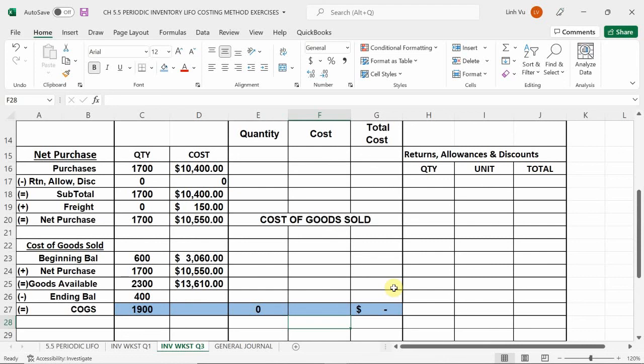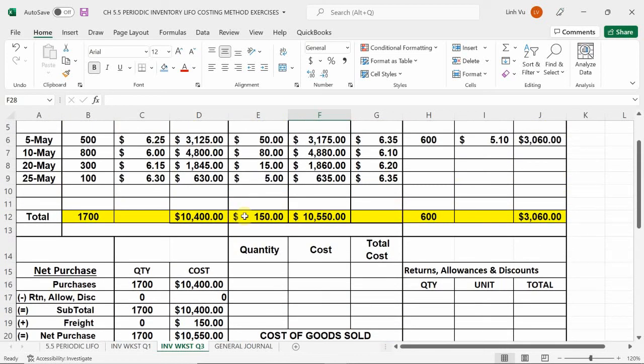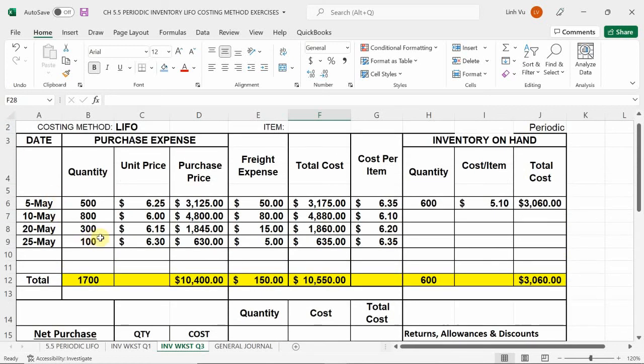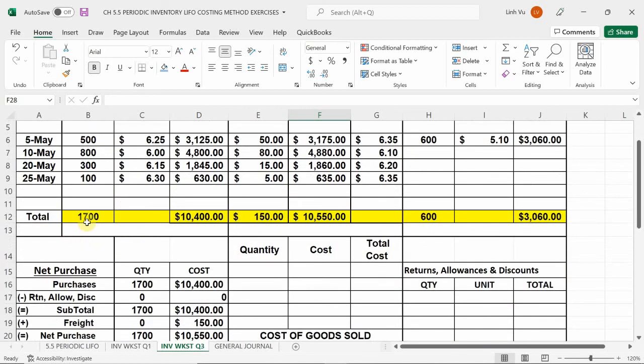So in this case, by using LIFO, I'm going to start from the bottom batch. My most recent purchase was that 100 items. I'm also going to get rid of the next one, which is 300. Then I'm going to keep going up until I no longer have any more inventory. If you already noticed, you have a total of 1,700 available for your net purchases.